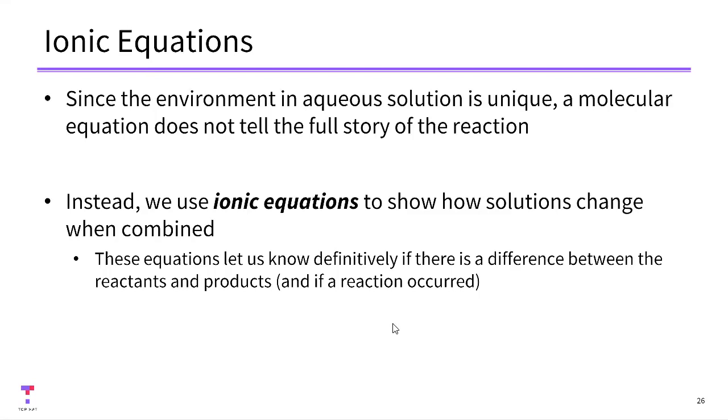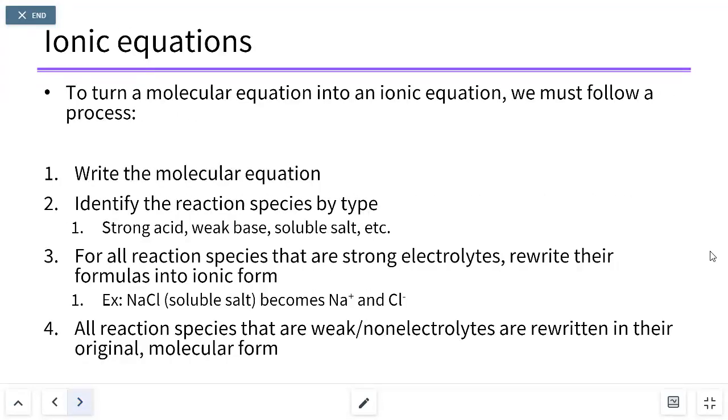So the question is, how do we do this? The previous slide that I showed you had a molecular equation, an ionic equation, and a net ionic equation, and it really didn't give you any context for how to go from one to the next. We need that context. We need to know how to do that. And luckily, there is a process. And even luckier still, that process involves things that we've already done before.